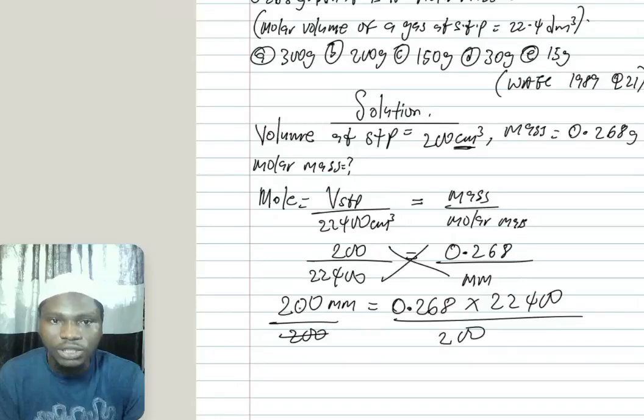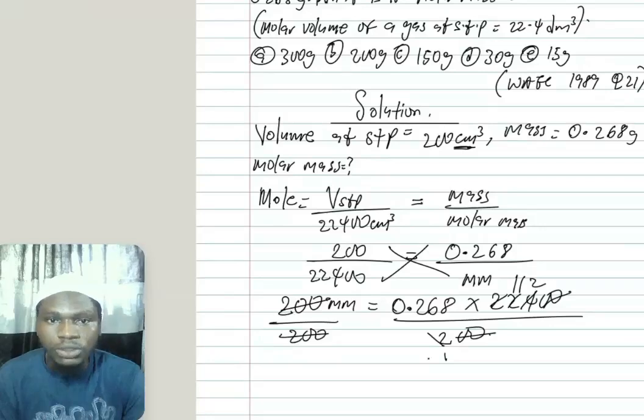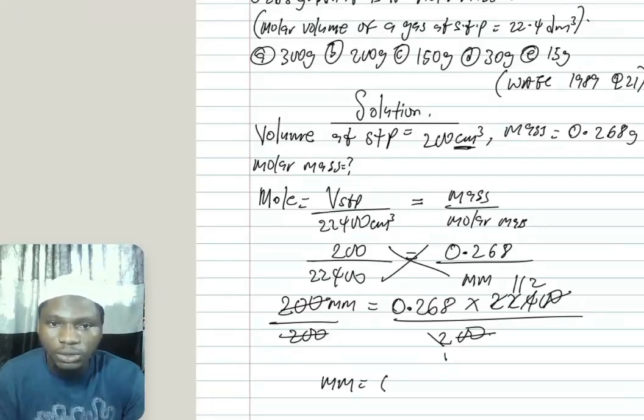So let's go. This cancels this. You know that these two zeros will cancel these two zeros. So 2 in 224 will give me 112. Therefore, the molar mass is now what? 0.268 times 112. So what will be the molar mass?